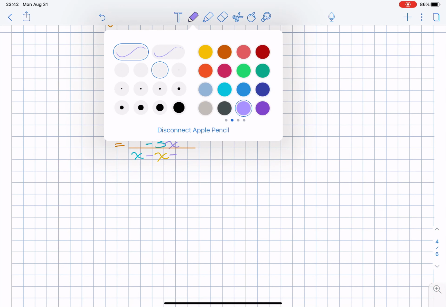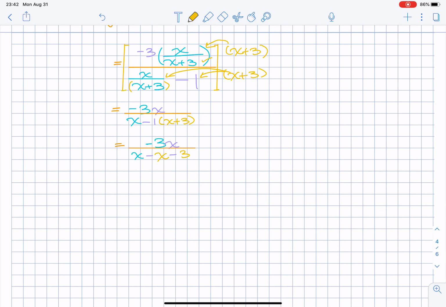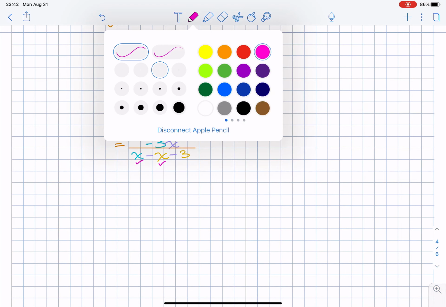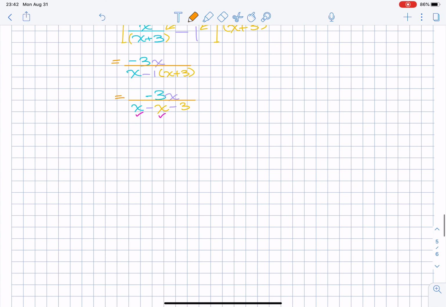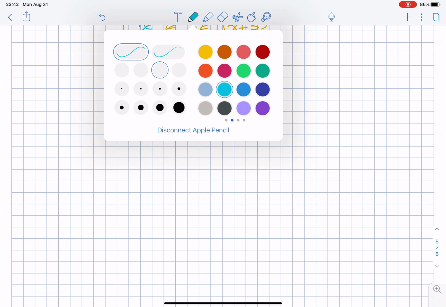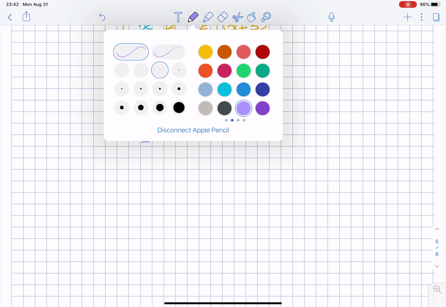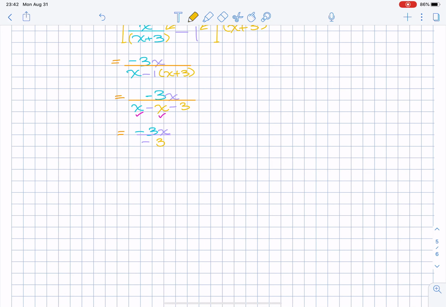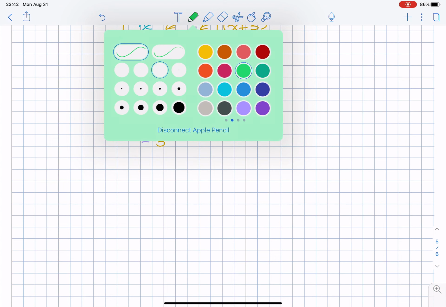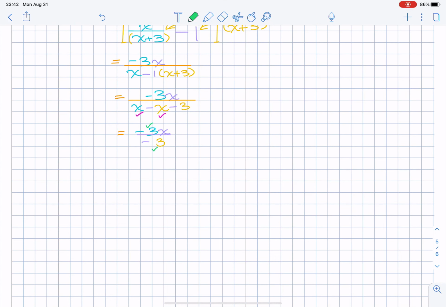minus 3. So notice that x minus x sums to 0. And then we are left with negative 3x. So negative 3x all divided by negative 3. Which means the negative 3's reduce. And I'm left with x, check mark. It did work.